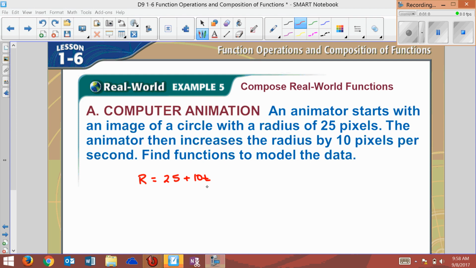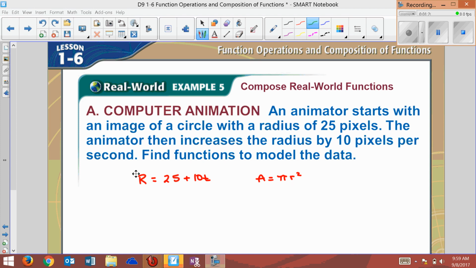So at 2 seconds, we started with 25 and it increases 10 at a time. At 2 seconds, we should have 45 because we'd have 2 times 10, which is 20, added to the 25. Now, what we can also find is the area. Remember how area equals pi r squared? That's the equation. Here's what we're going to do: this is the function for radius, and it will go in right there.